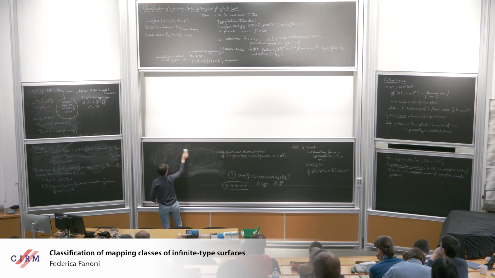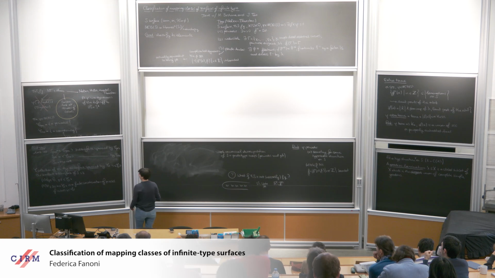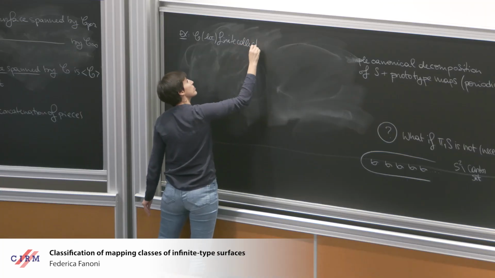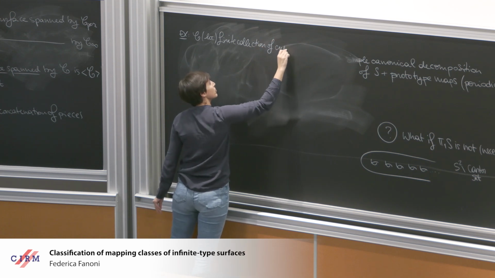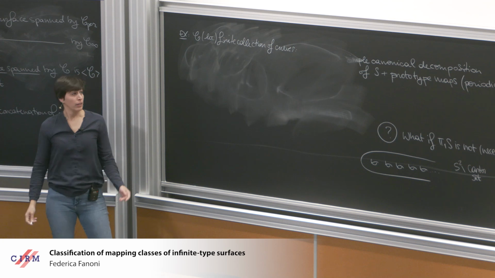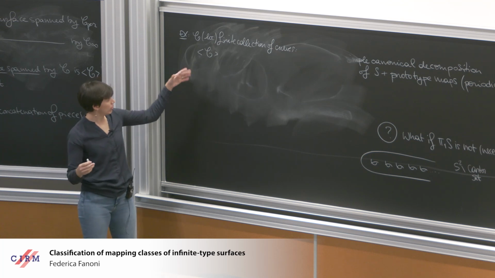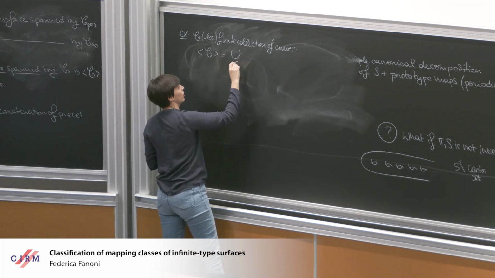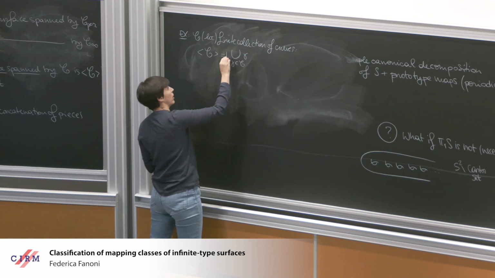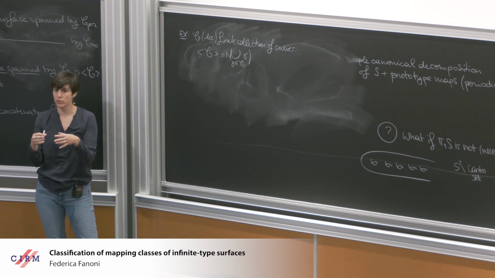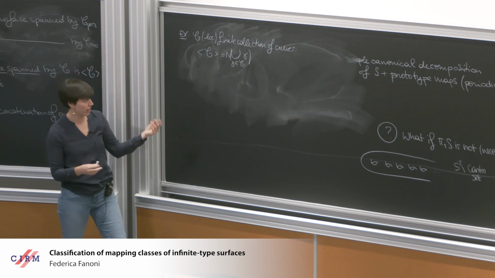So how do I construct such a thing? Let me look at the example of a finite or locally finite collection of curves. Then what do I do? Then I can find the surface by taking the union of all of these curves. I take a little regular neighborhood, and then potentially there's some disks or one punctured disk in the complement, and I fill them in.